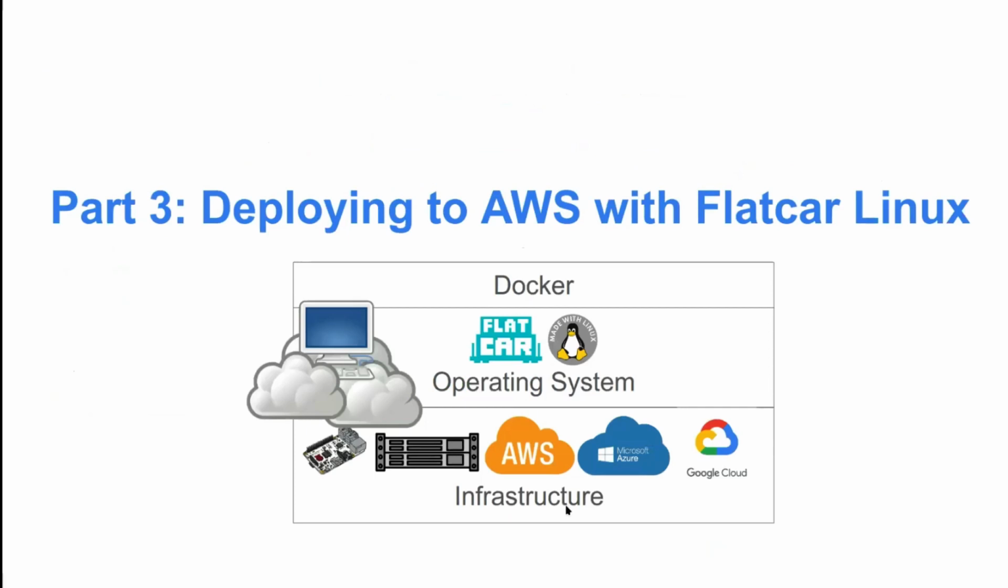So in part three, we're continuing off of where we were. We just talked about Docker at the top here, but we neglected to talk about the infrastructure and the operating system that Docker is going to be running on top of. That's what we'll talk about now. Specifically, we're going to be using this operating system called Flatcar Linux. It's a Linux variant, and Flatcar Linux is specifically designed to run Docker only.